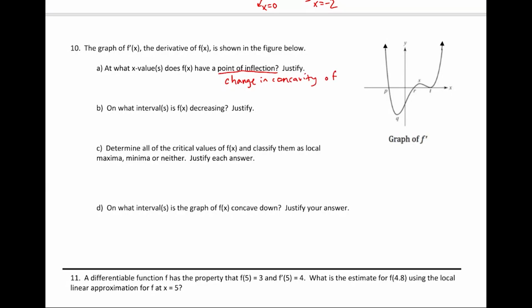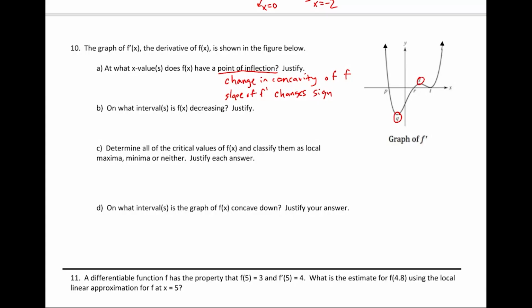A change in concavity of f. One way to find this, especially since we're given a graph of f prime, is when the slope of f prime changes sign. So when we're looking at this graph, we're looking at the slope of f prime. We're looking for it to change sign. For instance, at q, the slope of f prime is changing from negative to positive, indicating that f double prime is changing from negative to positive.